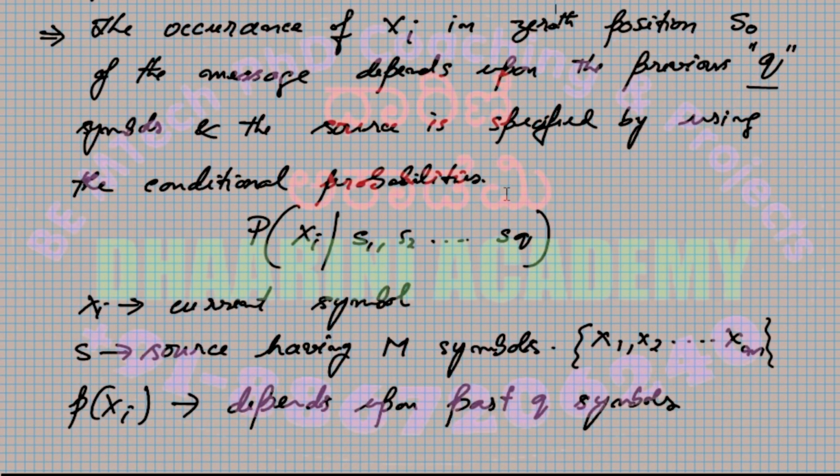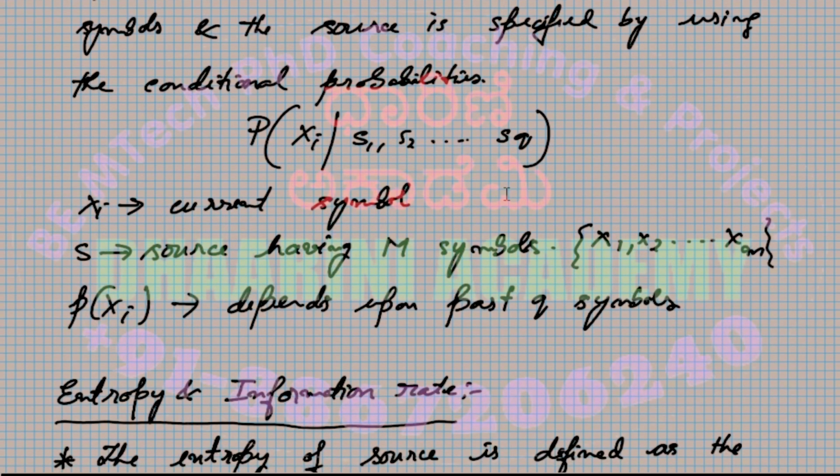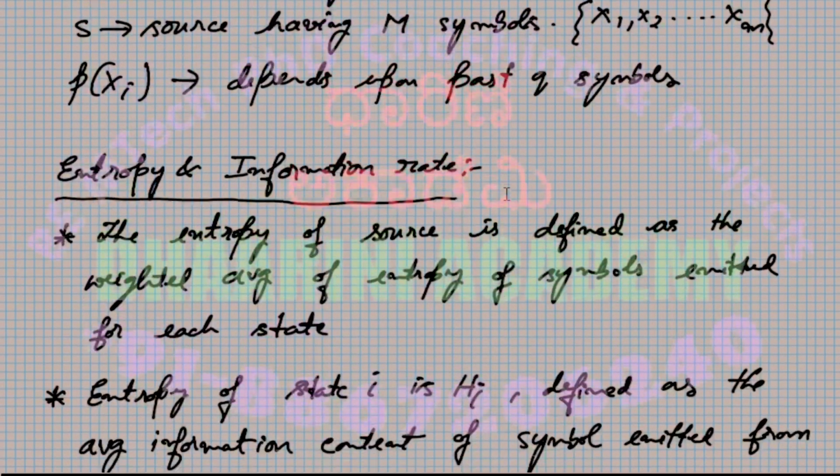So we don't write simply p of x. It's p of xi, given that, with a vertical line, followed by the previous symbols. So we write p of xi given that s1, s2, s3, up to sq have already been received. That's the representation.